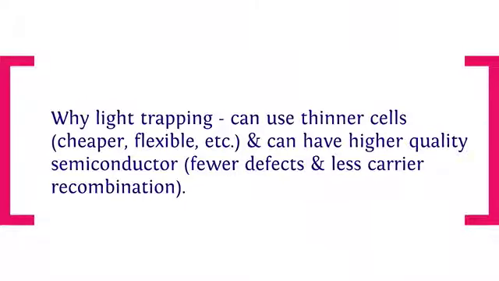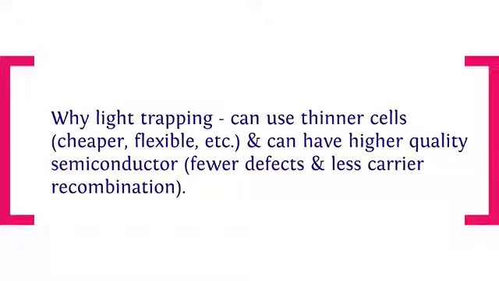So there are a couple of reasons why we want to do light trapping. Of course, we want to absorb the light very well, but also it's nice to have thinner solar cells because they can be flexible. Also, you use less material, so they can be cheaper, lighter, and good stuff like that. And there is a physical reason why thinner solar cells are also better, because you can have higher quality of the semiconductor with fewer defects because you have a thin material, not a very thick material. So you can control it better.